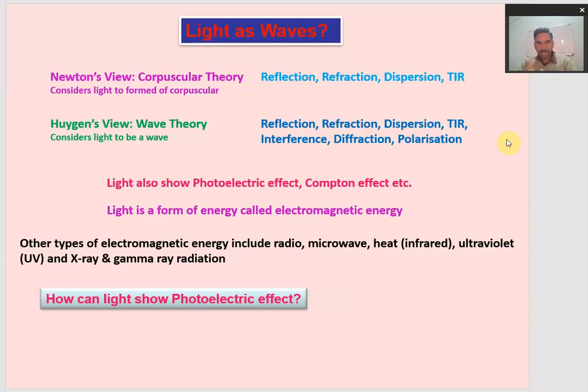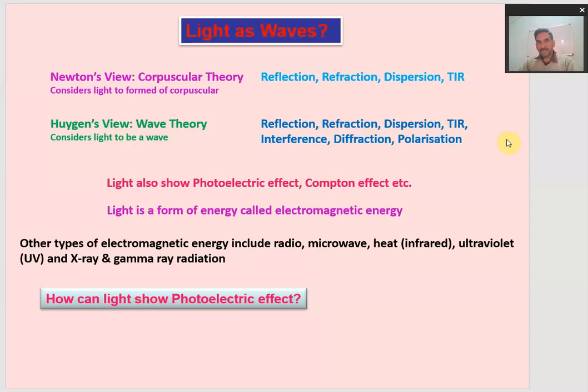With this theory of Newton's, we understood the phenomena of reflection, refraction, dispersion and total internal reflection successfully, as explained by the ray theory of light, right? So in Newton's view, light is a form of particle. It travels just like corpuscles or particles which travel along a straight line.